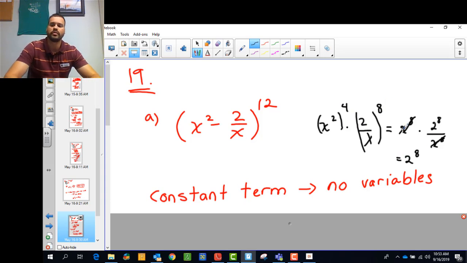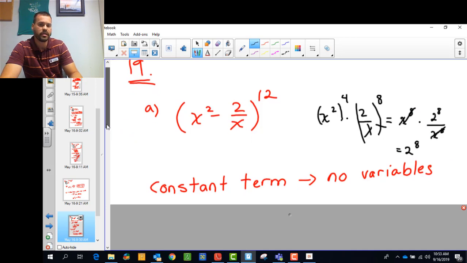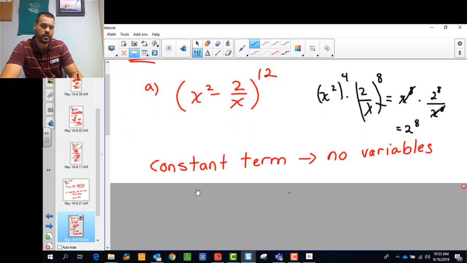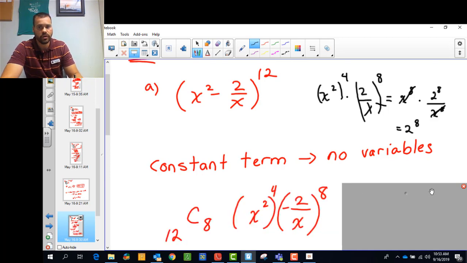So what you're forced to do when you're looking for a constant term is figure out what combination of powers is going to give you that x canceling. Once we know the combination of powers that does that, then we can write out the term, because the term is going to be 12 choose 8, because it comes from the second one, and then x squared to the 4th and 2 over x, sorry, to the 8. So we can write it out like this once we know that.